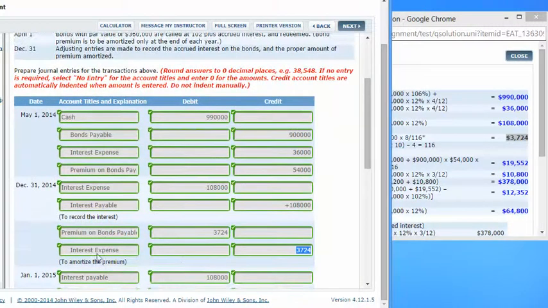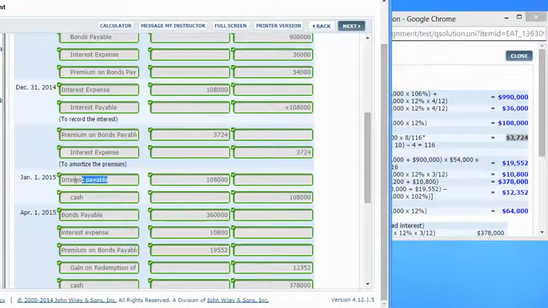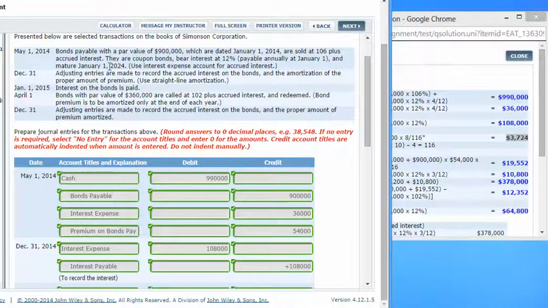Okay, now January 1st is pretty easy. Essentially, what we're doing here is we reverse the interest payable, and that's $108,000, and then we actually pay the interest of $108,000. Okay, let's look at the April 1st transaction and see if we can understand this. So let's go back to the slide here.